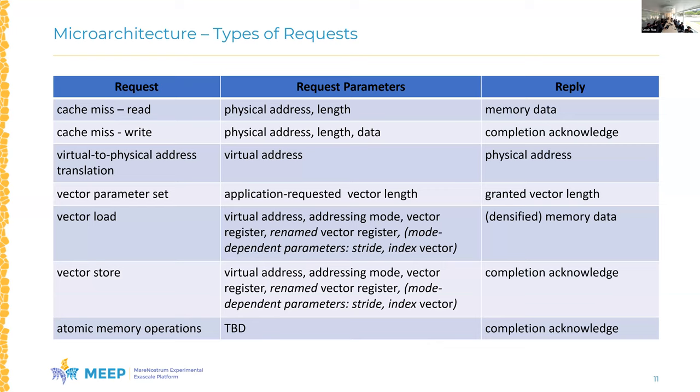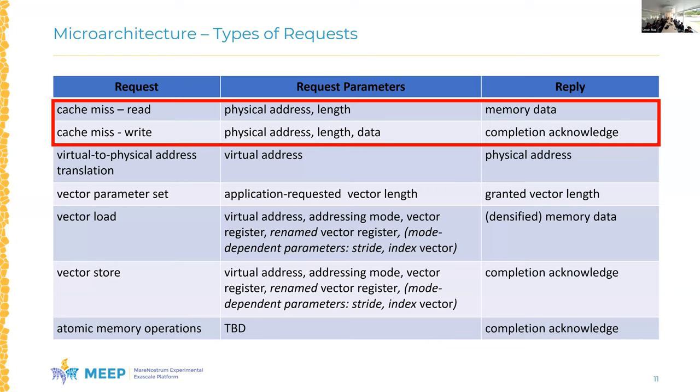Okay, so I think it's worth knowing what kind of requests we can handle in this memory engine. Primarily we can handle four types of requests. The first one is the traditional one, cache miss, so we can handle either read or write using this memory engine. We can handle TLB miss as well. If someone wants a translation from virtual to physical address, we can deal with that because we have our own local TLB inside the memory engine.